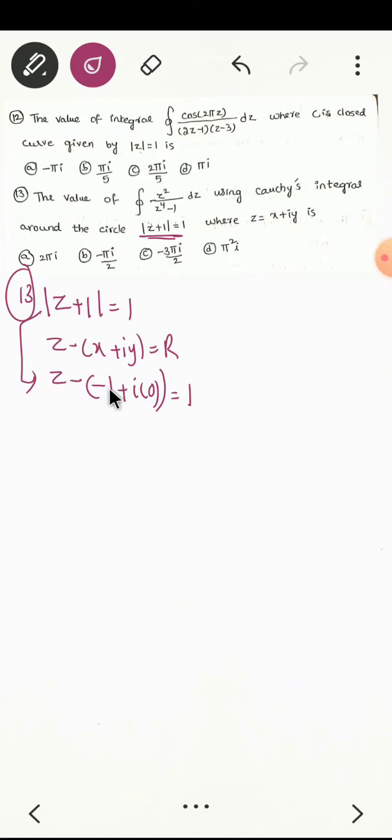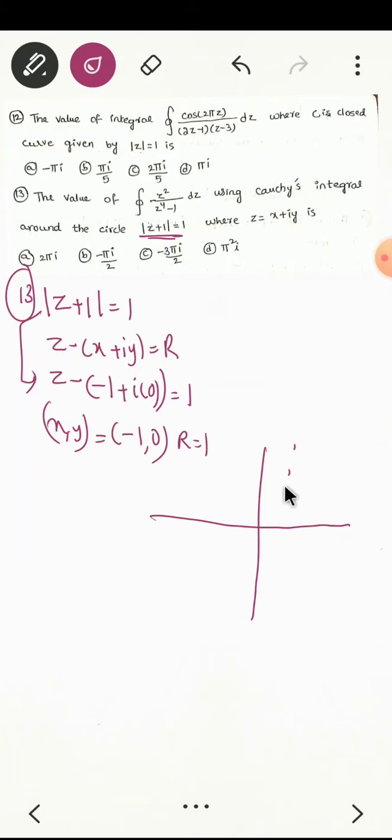Why? Because z plus 1, this will be 0. This will be in this form only. You have to formulate it like this. Then what is the center x comma y? Minus 1 comma 0 and radius is 1. Draw the center. Suppose this is the 0 comma 0 line and the center is minus 1 comma 0. Radius is 1.